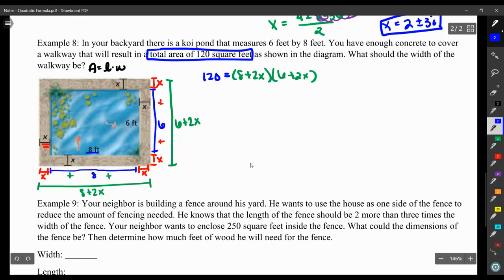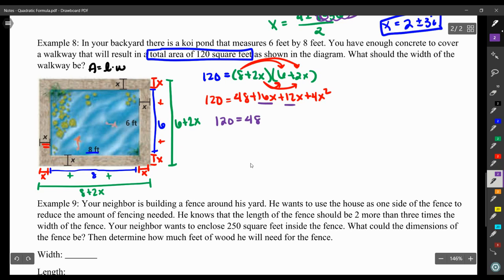Now that we've come up with the basic area formula, we need to get this into standard form to be able to solve it. So we're going to start with double distribution. So we're going to do 8 times 6 to make 48, 8 times 2x to make 16x, 2x times 6 to make 12x, and 2x times 2x to make 4x squared. Combine what we can. 16x and 12x are like terms. So we got 120 equals 48 plus 28x plus 4x squared.